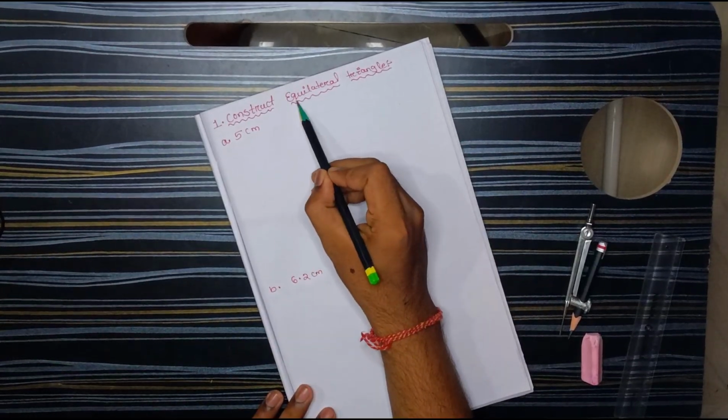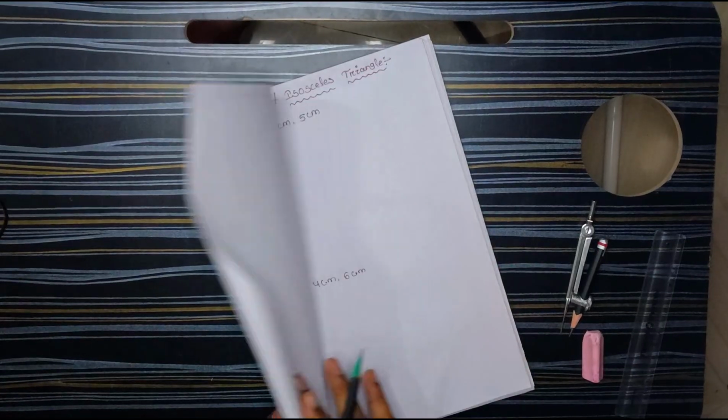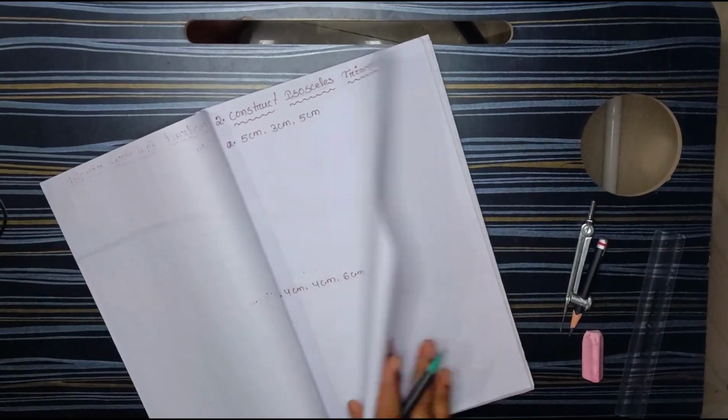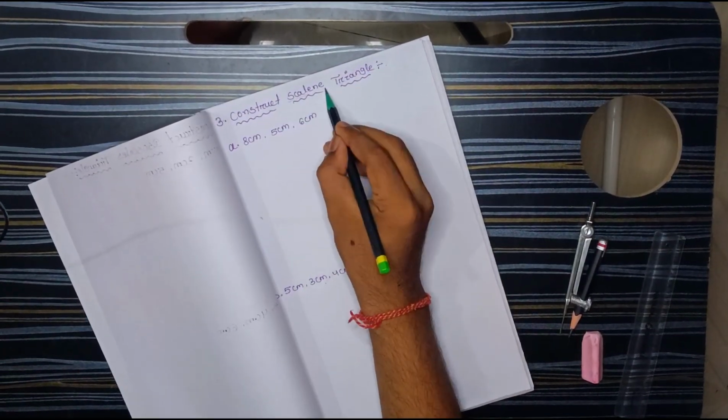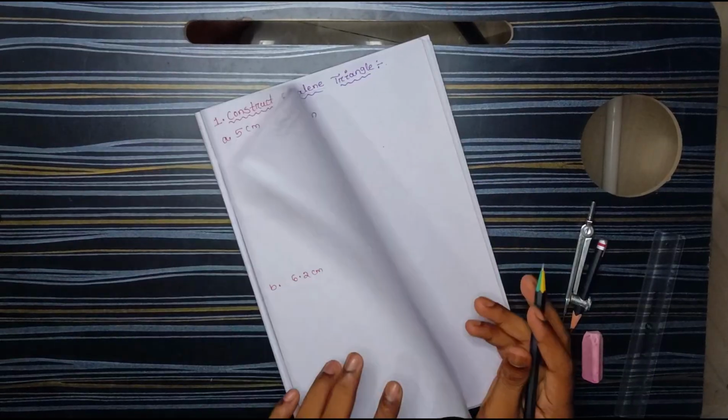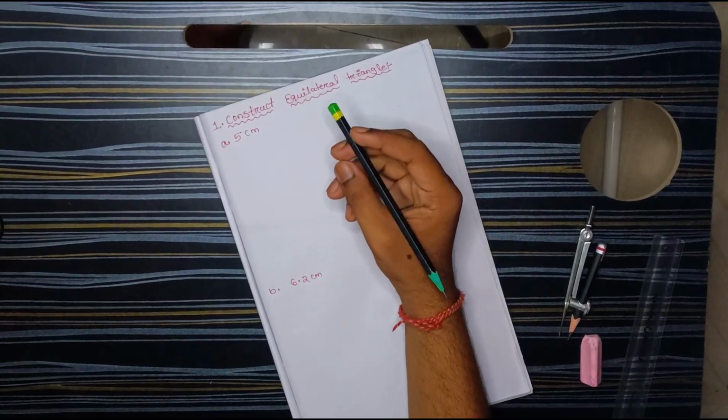Construction: first we have to construct the equilateral triangle, then we have to construct the isosceles triangle, and the last one is we have to draw the scalene triangle. Okay, so let's start with the equilateral triangle.